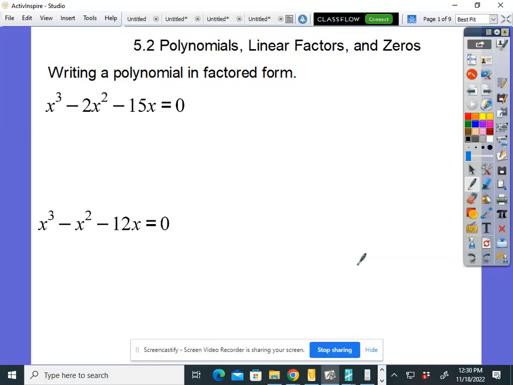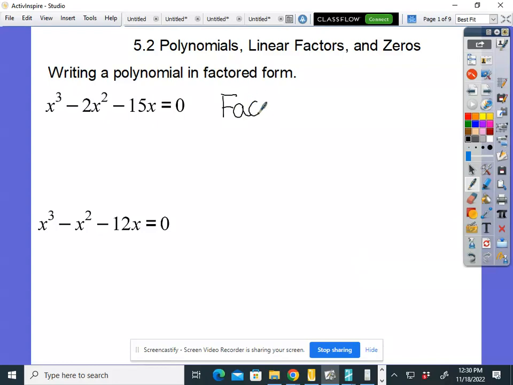Guys, today we're going to look at just factoring. This is 5.2 polynomials, linear factors, and zeros. So first we're going to write a polynomial in factored form. So in the first one, x cubed minus 2x squared minus 15x.